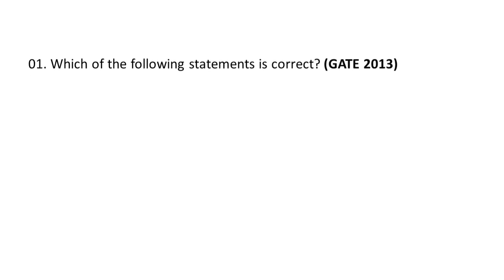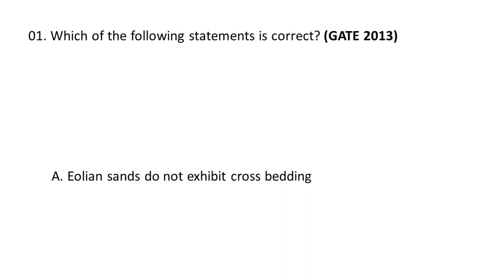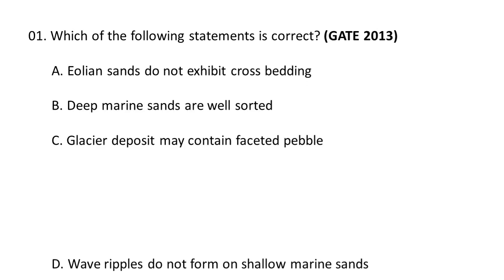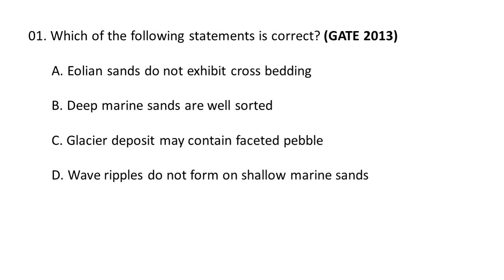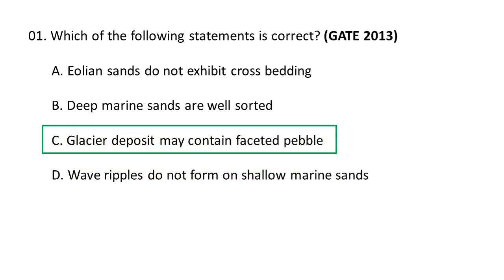Which of the following statements is correct? The choices are A. Aeolian sands do not exhibit cross-bedding. B. Deep marine sands are well sorted. C. Glacier deposit may contain faceted pebbles. D. Wave ripples do not form on shallow marine sands. The correct option is C. Glacier deposits may contain faceted pebbles, which may show striations. This is known as a faceted condition. So glacier deposits may contain faceted pebbles is the correct option.